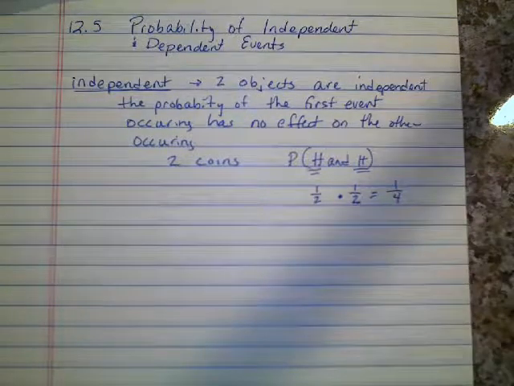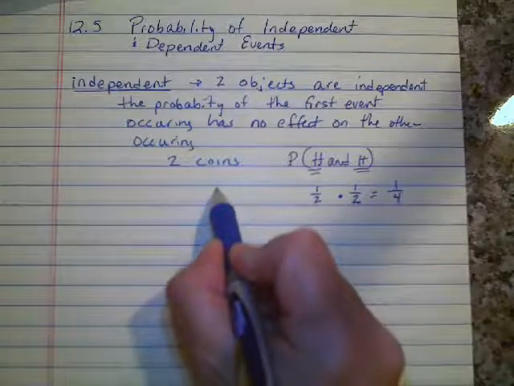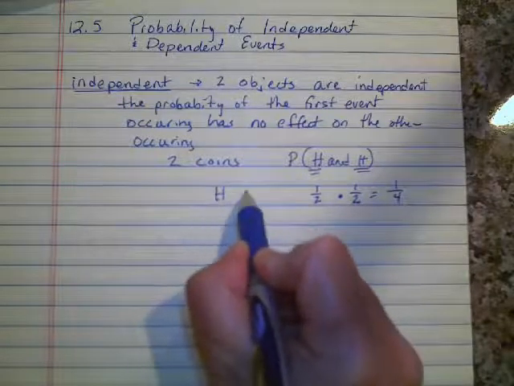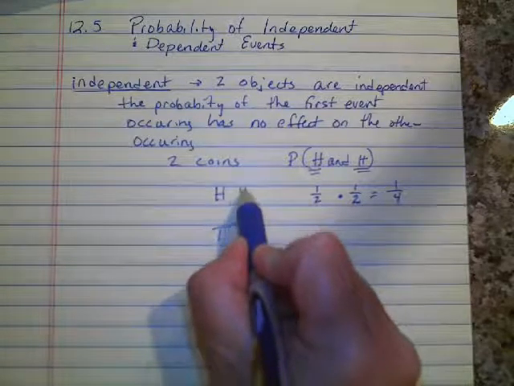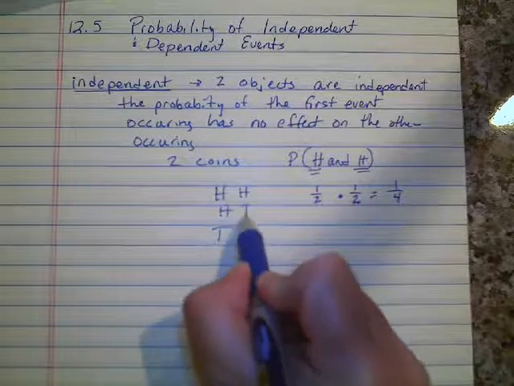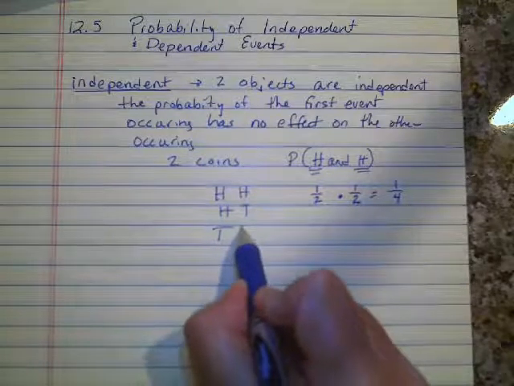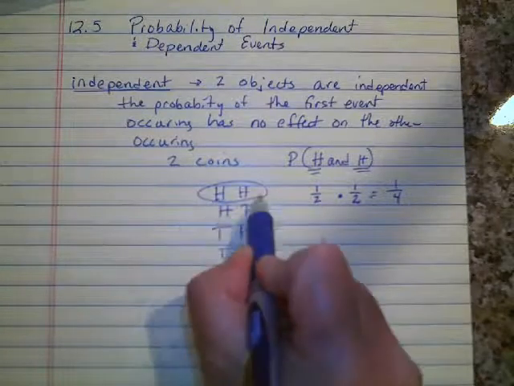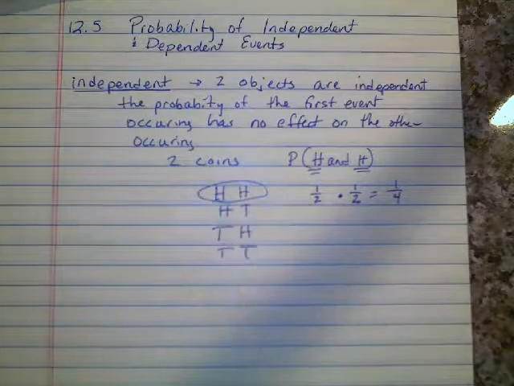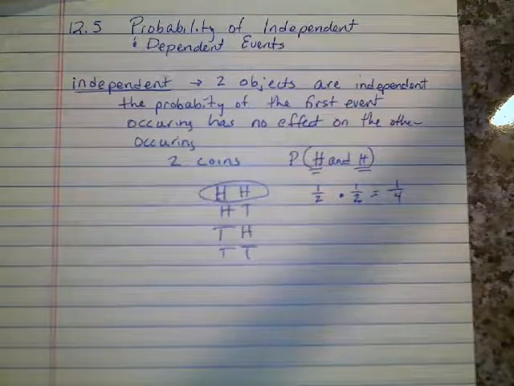1/4. And you can see how that's true because on the first coin I could get heads or tails. And if I get heads, I could get heads, heads, or I could get heads, tails. Here I could get tails, heads, or tails, tails. So you can see how there's only one way out of the four ways that you would get two heads.